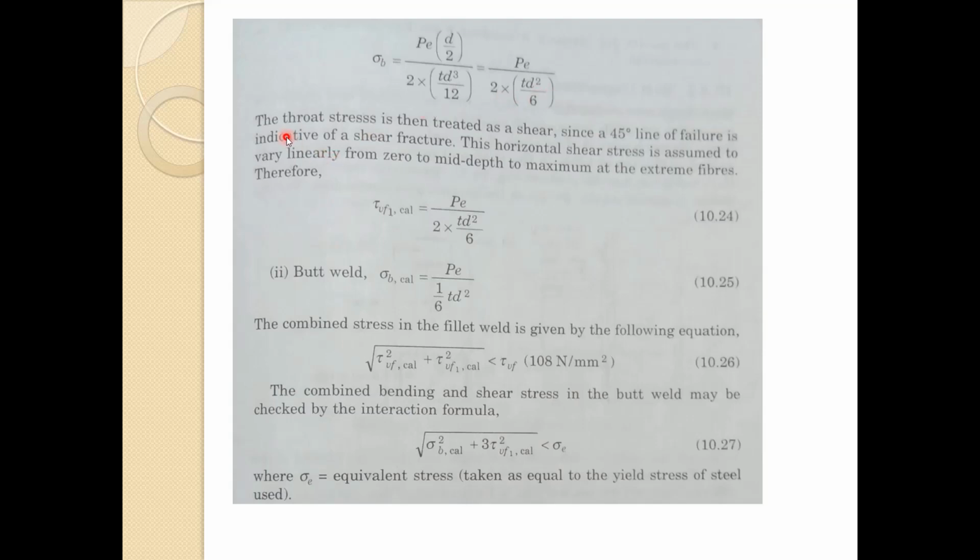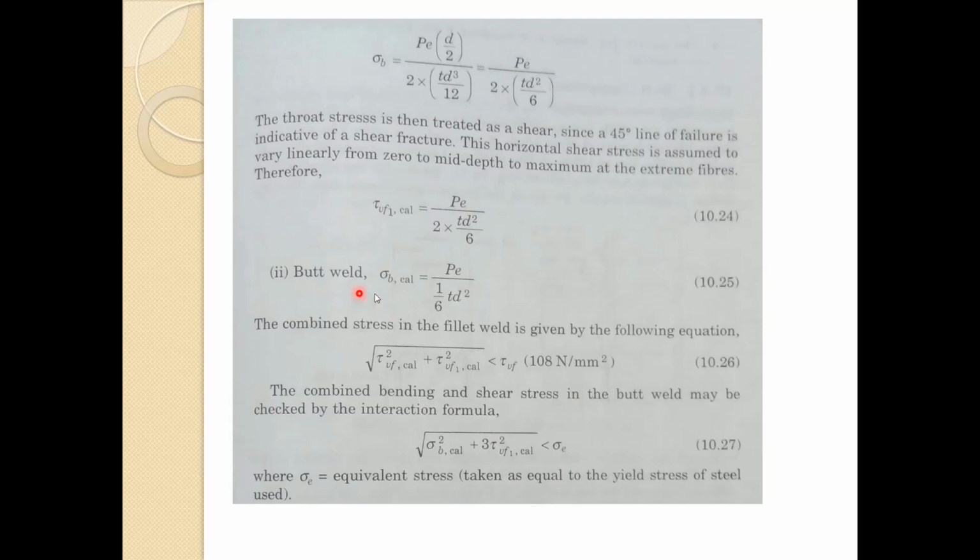The throat stress is then treated as a shear, since the 45-degree line of failure is indicative of shear fracture. The horizontal shear stress is assumed to vary linearly from 0 at mid depth to maximum at the extreme fibers. Therefore, tau vf1 calculated equals Pe divided by 2 td square divided by 6, this thing.